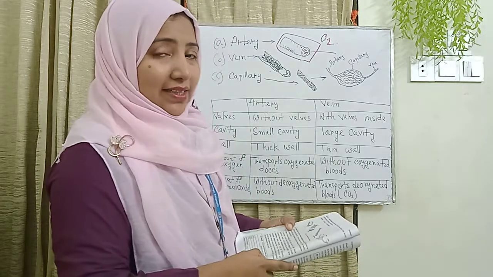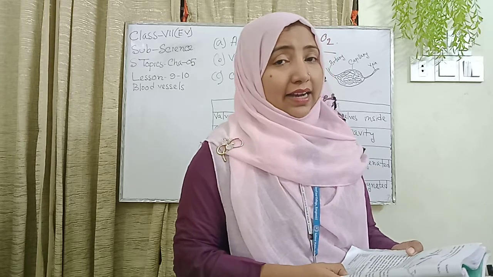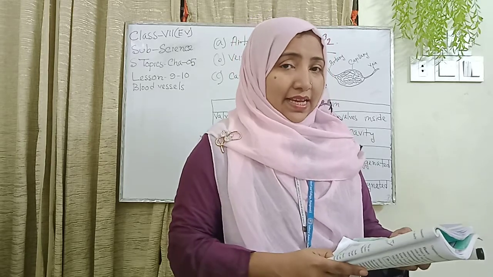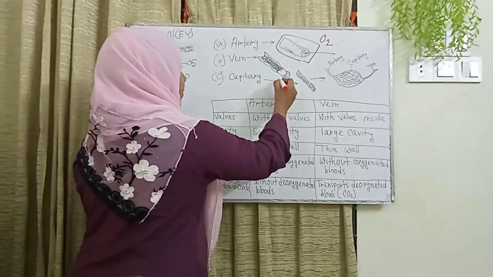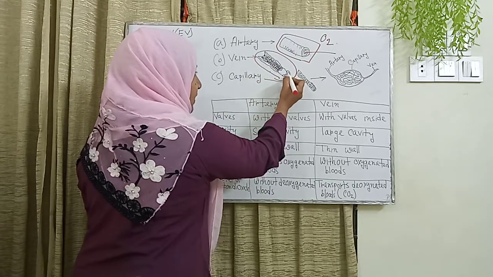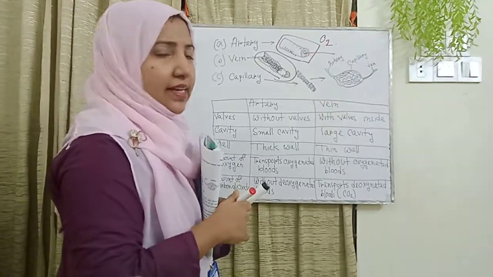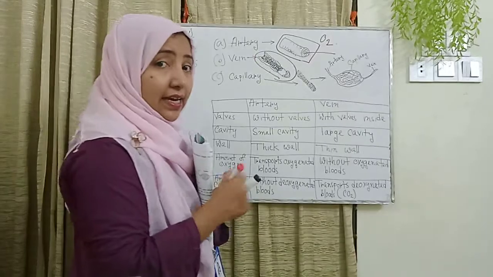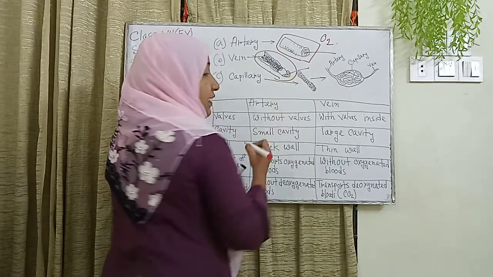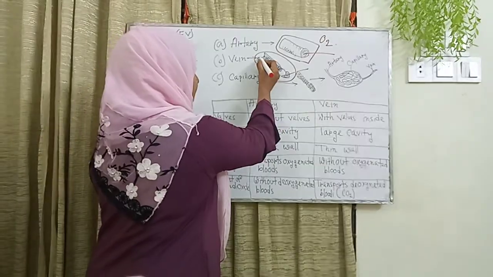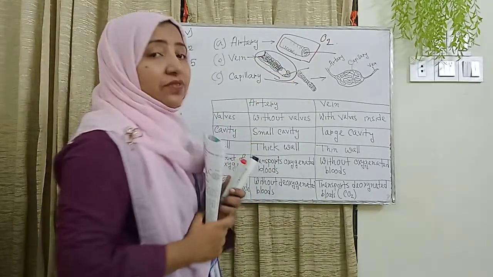First, I explained the artery, which has valves close to the heart and carries oxygenated blood. Another structure I just drew is the vein. What is the vein? Please everyone see. This structure has valves, their wall is very thin, and their cavity is large. Here I drew the cavity. The cavity is large and there are also valves.